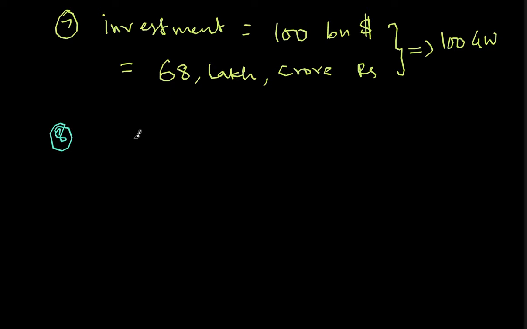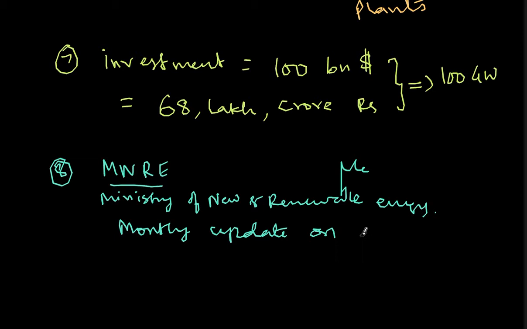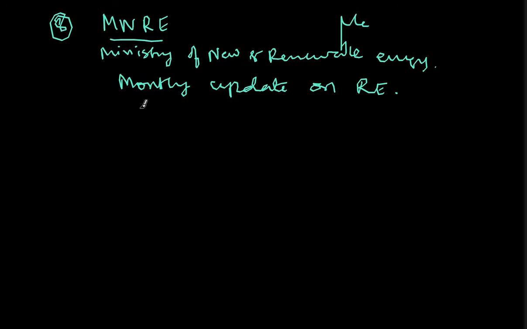Now, how far are we reaching this target? If you go to a website called MNRE, Ministry of New and Renewable Energy, you will get monthly updates on renewable energy. I welcome you all to search this in Google, go to that website, and find the monthly updates. How much are we achieving? You can actually keep track of this.